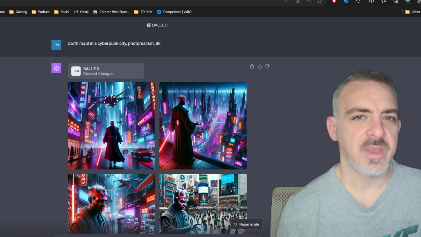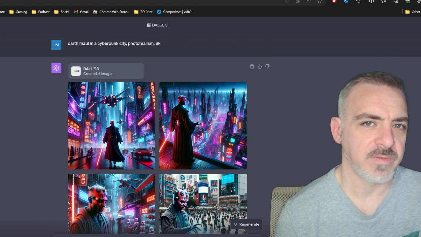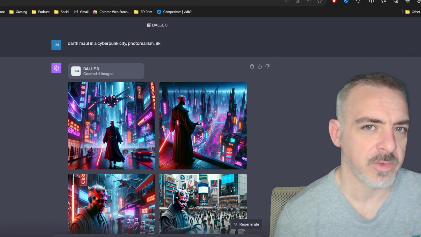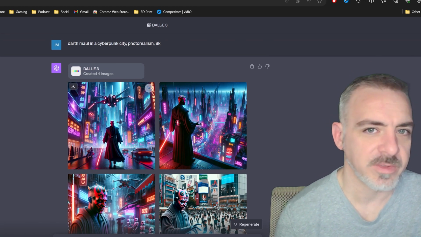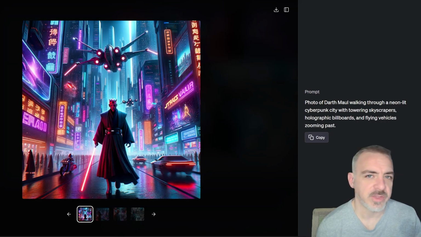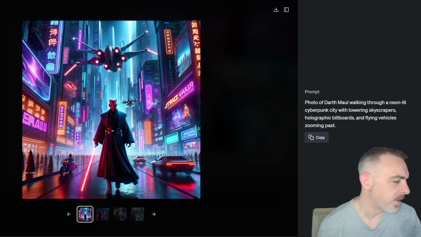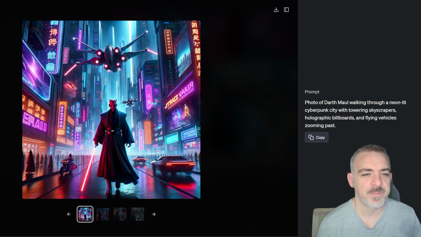All right, in ChatGPT, I've got the same prompt here. I've got Darth Maul in a cyberpunk city, photorealism 8K. So these are the images it gave me. All right, so this is what we got from ChatGPT. I've got it opened up in this view so that we can view the actual prompts that ChatGPT gave it, compared to the one I gave it, which was just Darth Maul in a cyberpunk city, photorealism 8K.